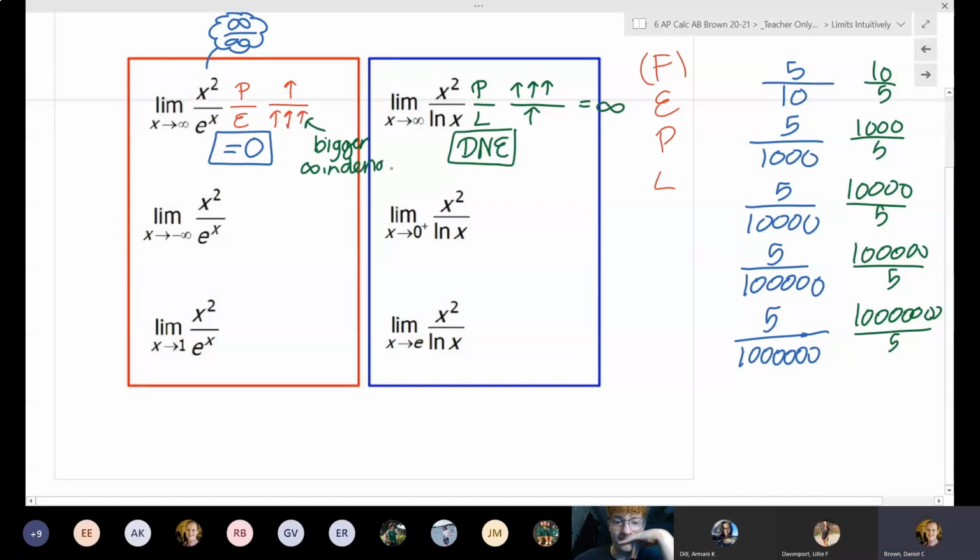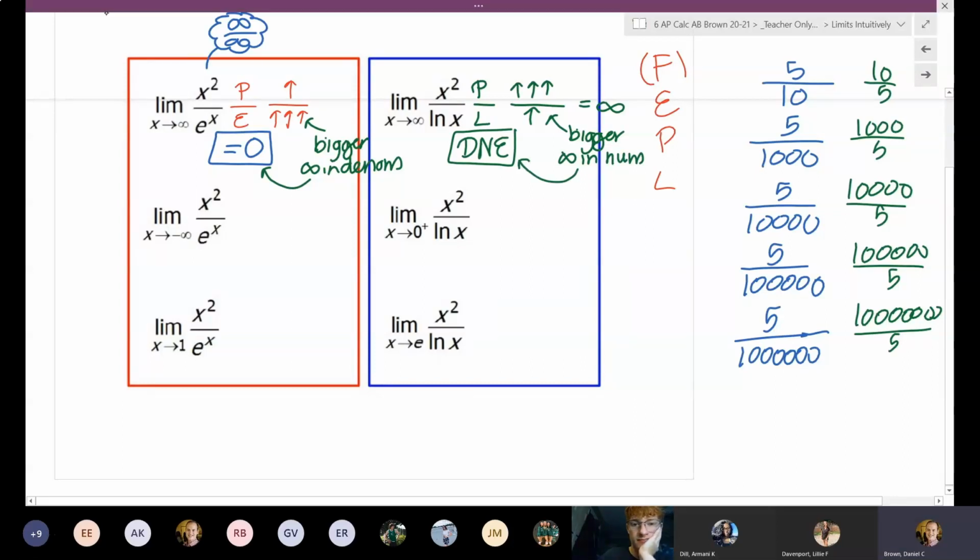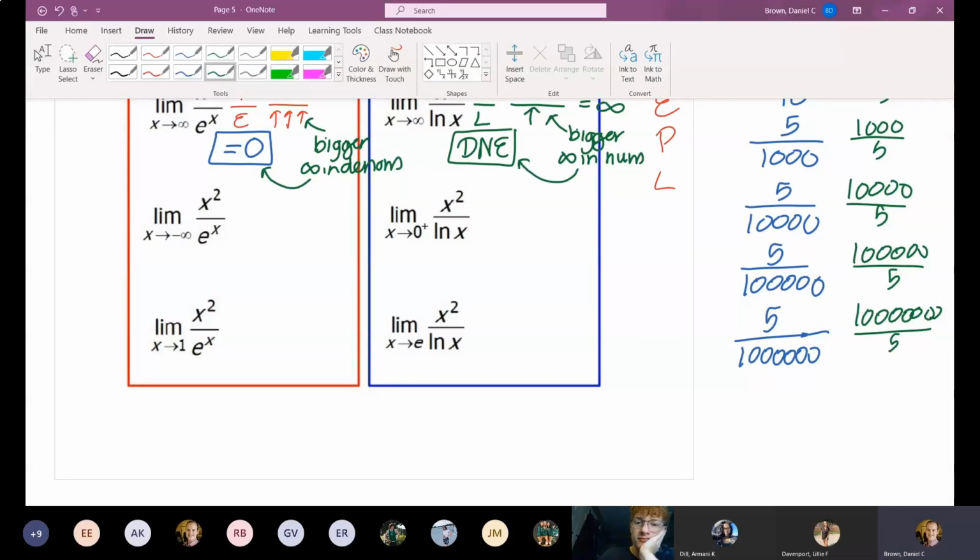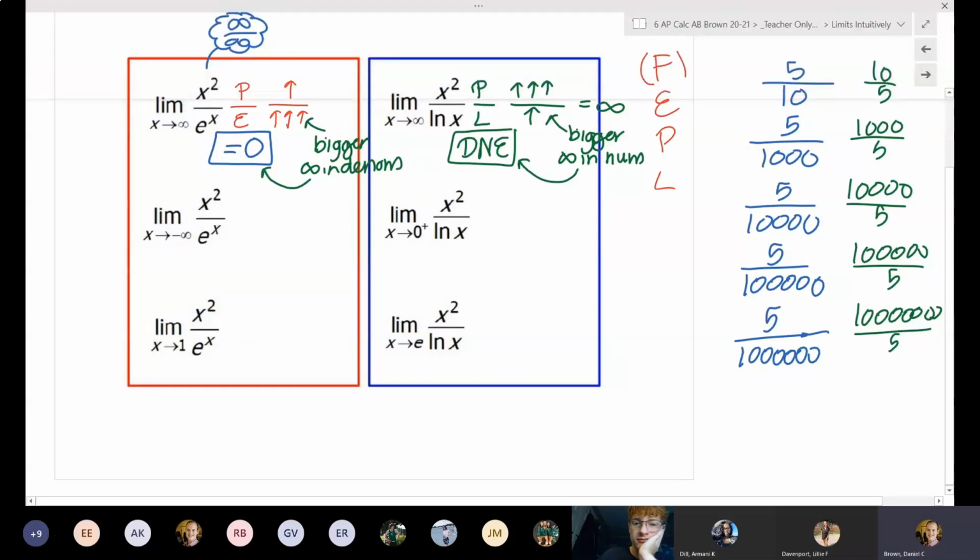So if we have the bigger infinity in the denominator, your answer is going to be 0. If you have the bigger infinity in the numerator, then your answer is going to be does not exist. Now, of course, you know this is calculus. It's not always going to stay that straightforward. So I did put on here some other strange cases.